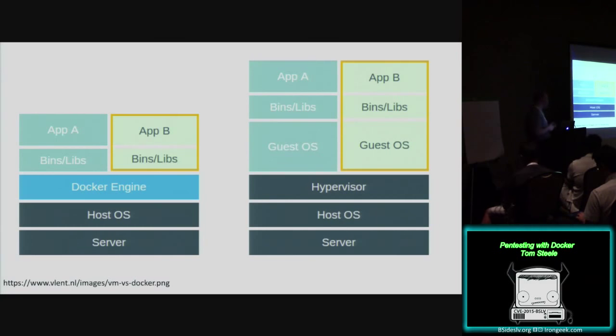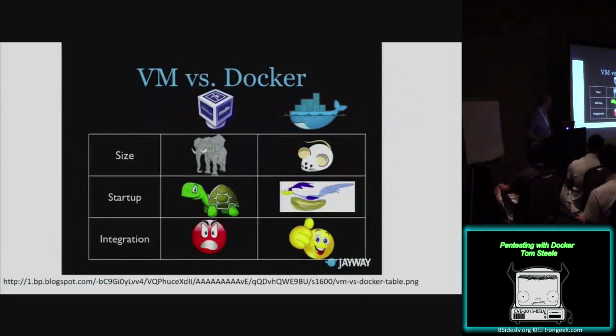Whereas with Docker, we get rid of the hypervisor and the guest OS, and simply replace them with the Docker engine, and then our containers share the host OS's kernel. But they duplicate their userland with the bins and libraries, and you duplicate your application there. This slide isn't really all that important. It's just kind of funny. I was searching for images of VMs versus Docker, and this is on someone's blog. But this is pretty much true.